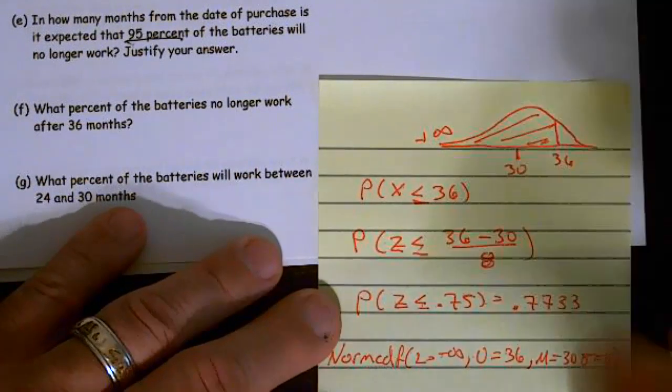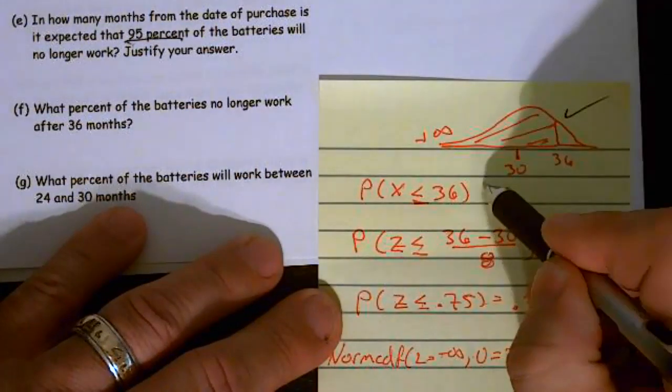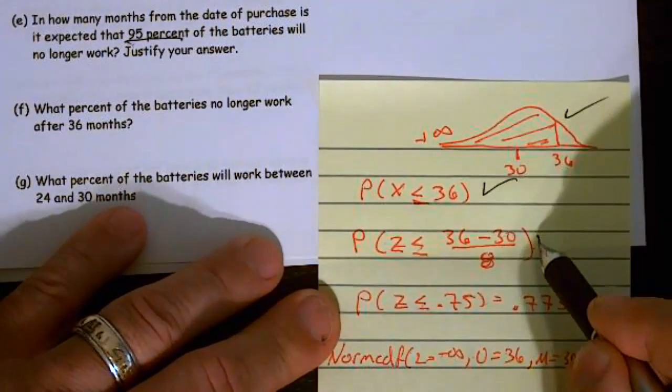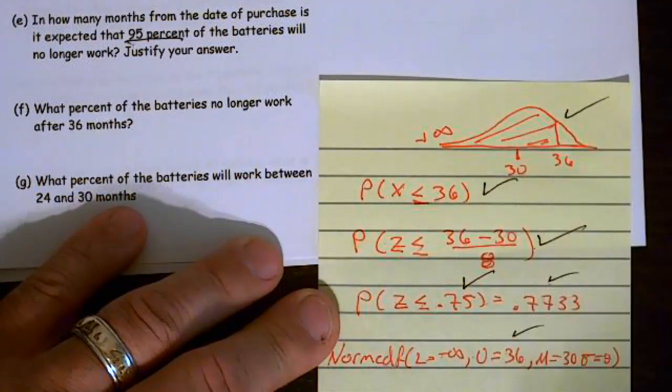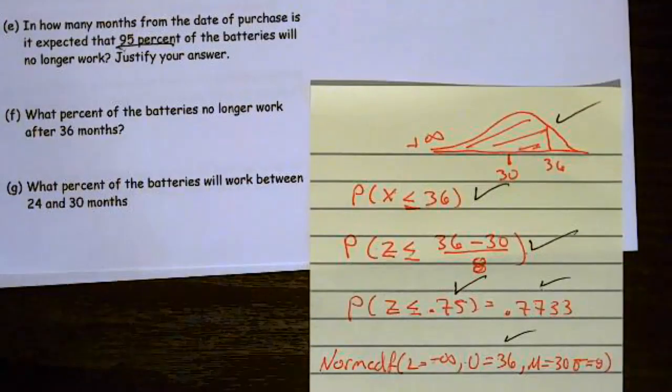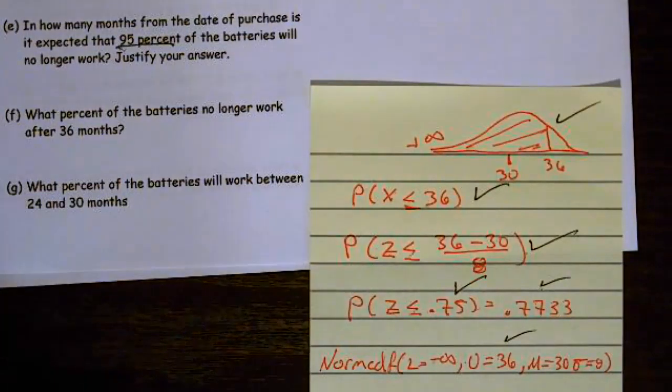To receive full credit, I have to have the graph. I have to have the probability statement. I have to have this. I must have the z-score. I must have the probability. Okay, and that will take care of part F.